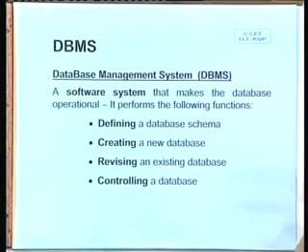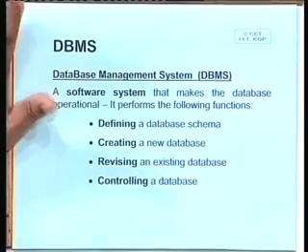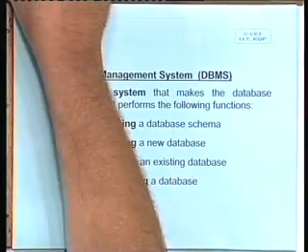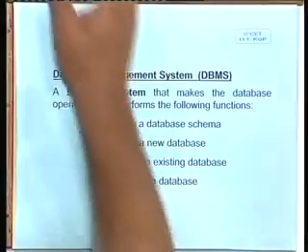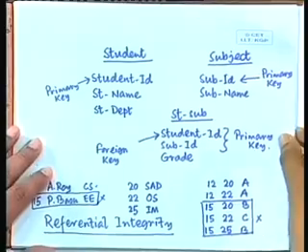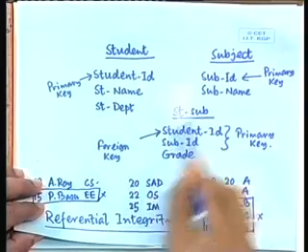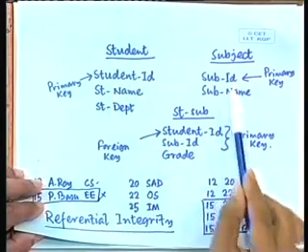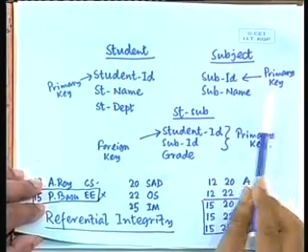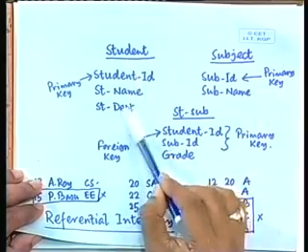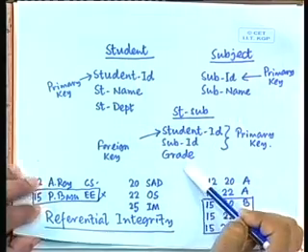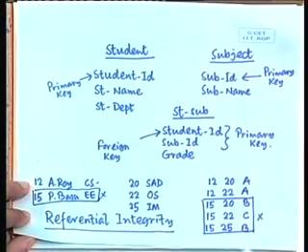Whereas the actual data that is stored is called the data part. In this example, these are the schema. This is the student schema, subject, everything is the database schema. This is the definition of the student table, subject table, staff table, and these are the actual data that is stored in the database, alright.